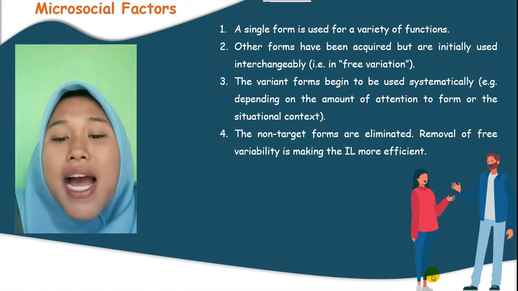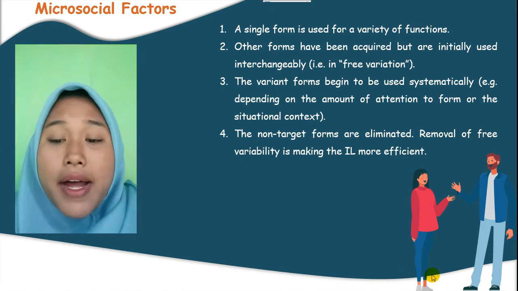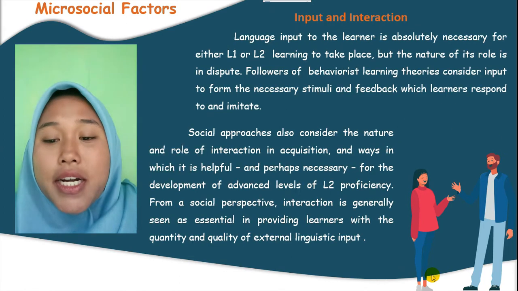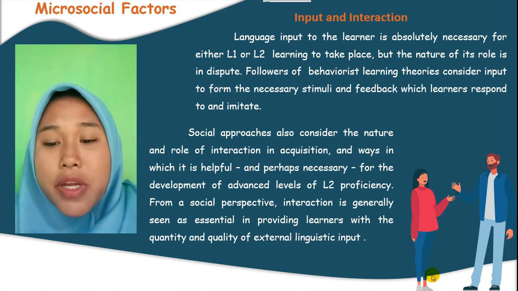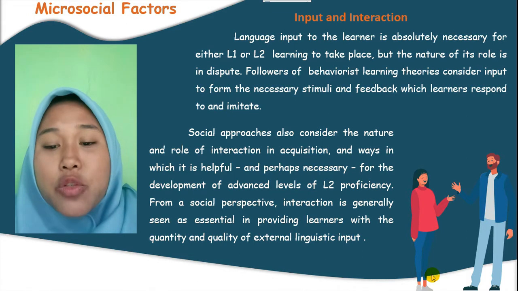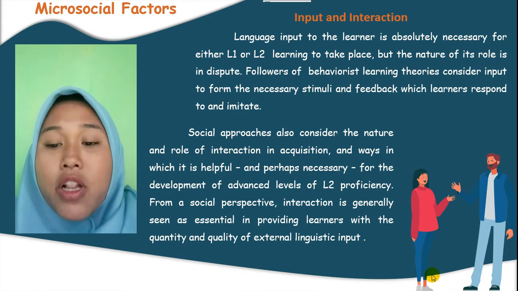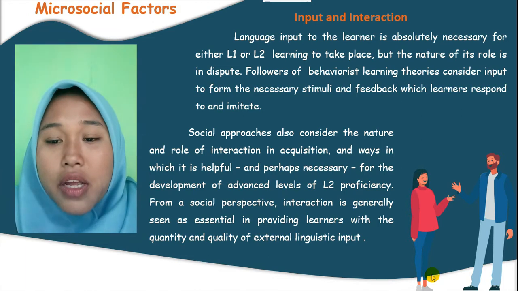A single form is used for a variety of functions. Other forms have been acquired but are initially used interchangeably. Then the variant forms begin to be used systematically. The non-target forms are eliminated. Removal of free variability makes the interlanguage more efficient.